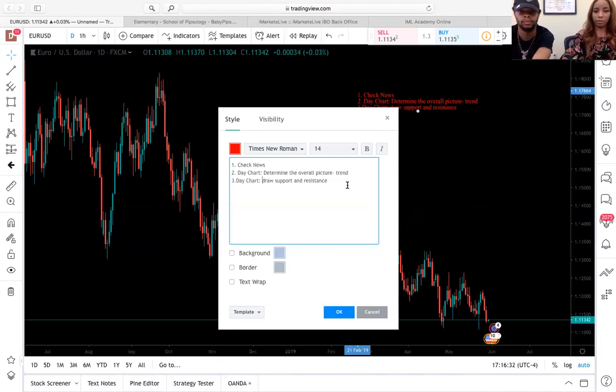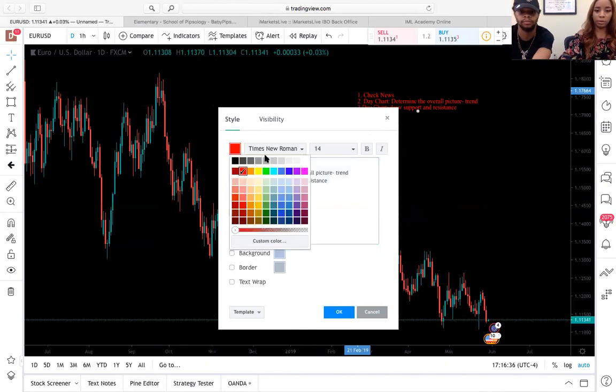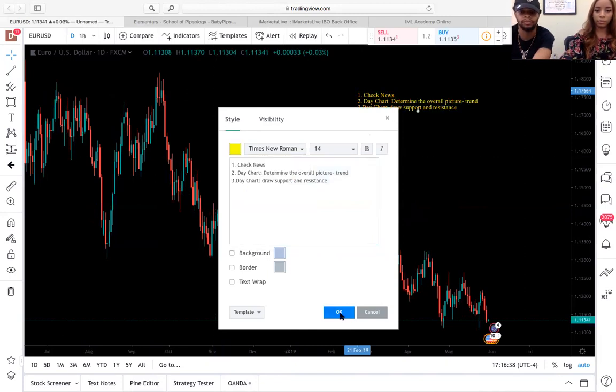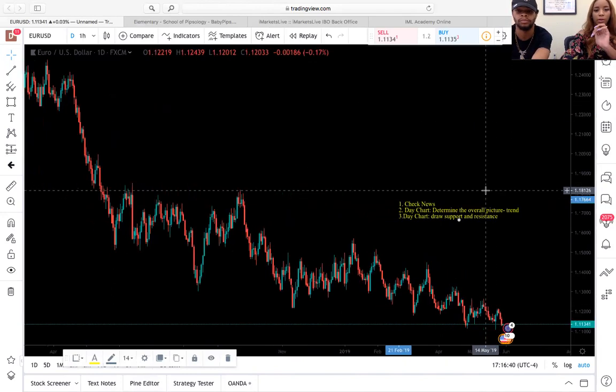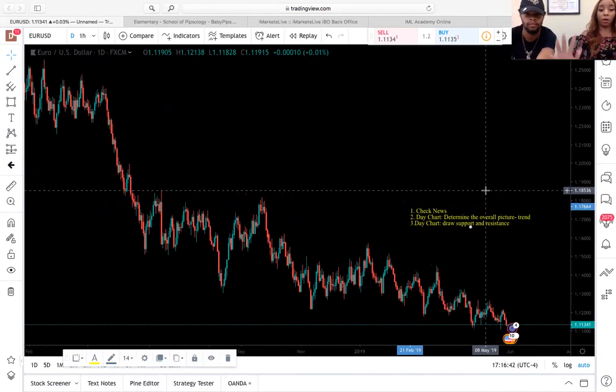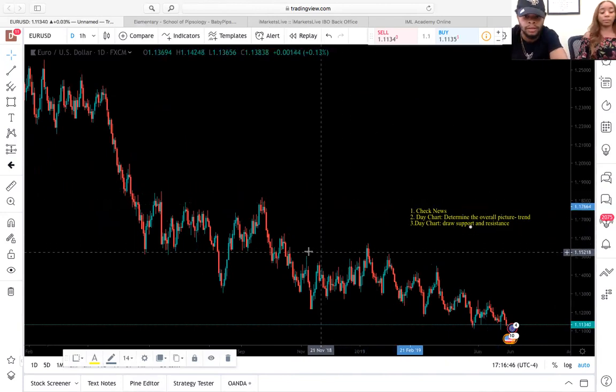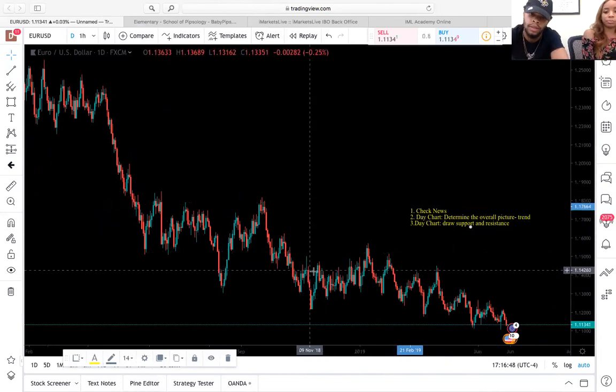You're gonna do this. That's all you're gonna do right now? Yep. Perfect. So we're gonna make it yellow so they can make sure they see it. So he told us that we're on a day chart and we're gonna find the overall trend. We're gonna see if it's in an uptrend, a downtrend, or consolidating. So is it consolidating? No, it's not consolidating because it's not moving sideways, right? So it's creating a lower high and a lower low.